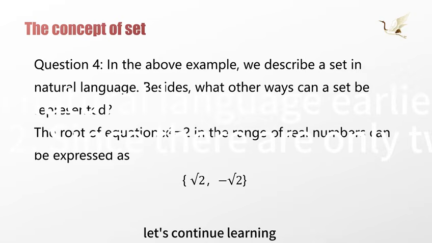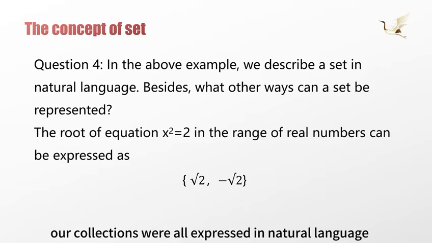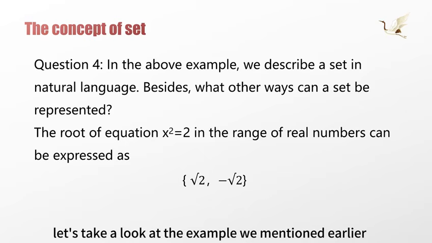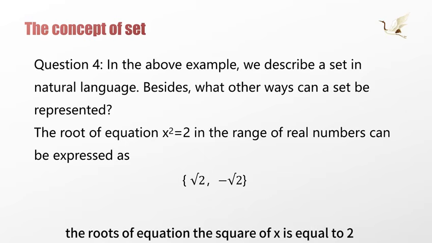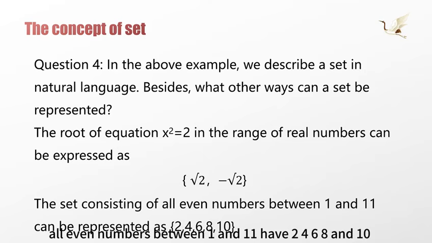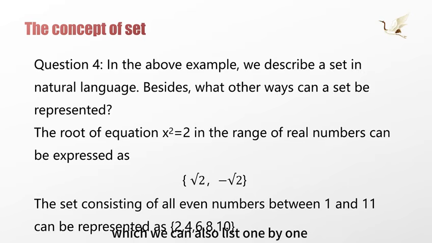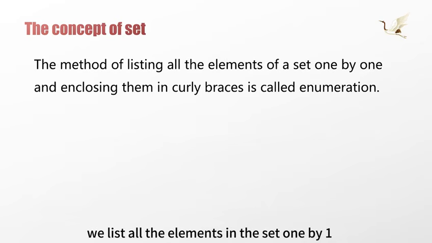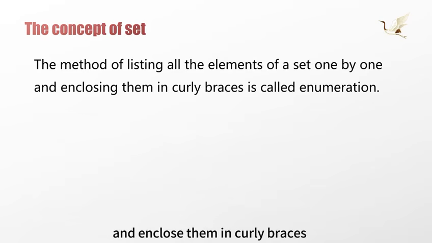Let's continue learning. Our collections were all expressed in natural language earlier. Besides that, what other ways can we express collections? Let's take a look at the example we mentioned earlier: the roots of the equation x squared equals 2. Since there are only two roots, root 2 and negative root 2, we can list them one by one, separated by commas in curly braces. Similarly, all even numbers between 1 and 11 are 2, 4, 6, 8, and 10, which we can also list one by one, separated by commas in curly braces. In this way, we list all the elements in the set one by one and enclose them in curly braces to represent the set, which is called enumeration.